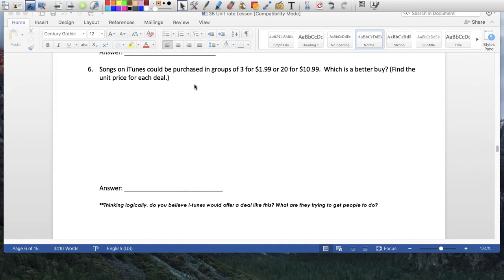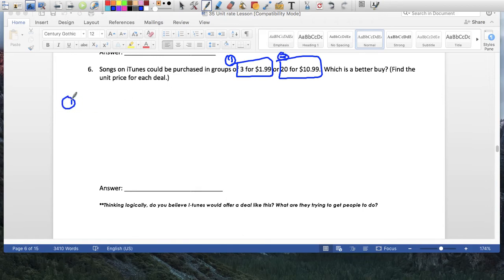Number 6. Songs on iTunes could be purchased in groups of 3 for $1.99 or 20 for $10.99. Which is the better buy? Find the unit price for each deal. So we're going to take these and compare. So let's do the first one. I'm going to write number 1. This is going to be number 2.